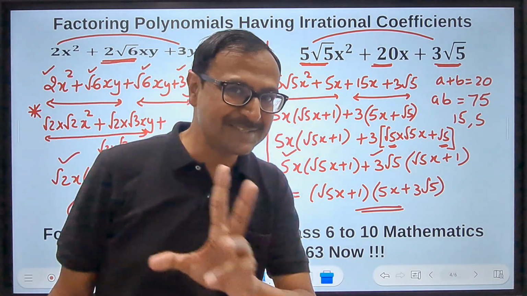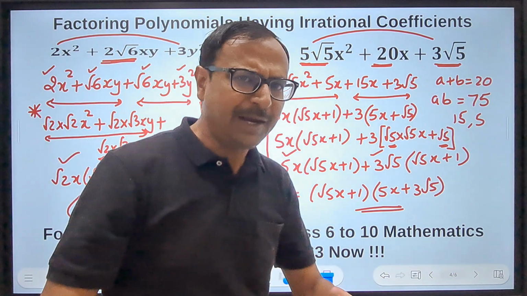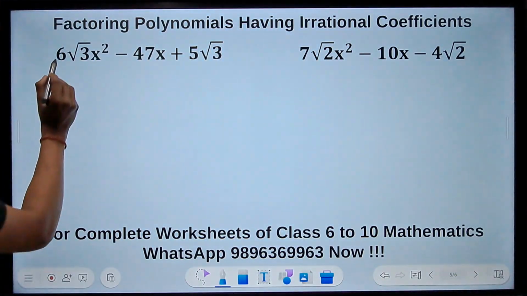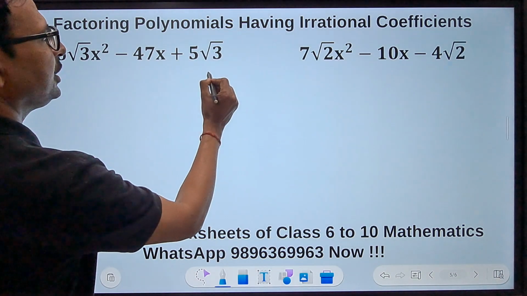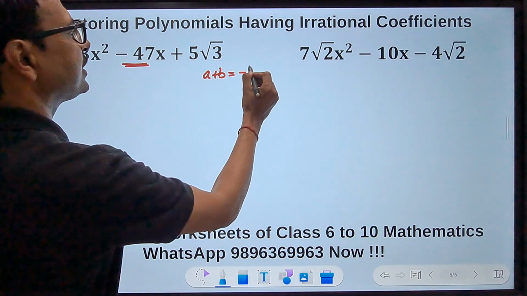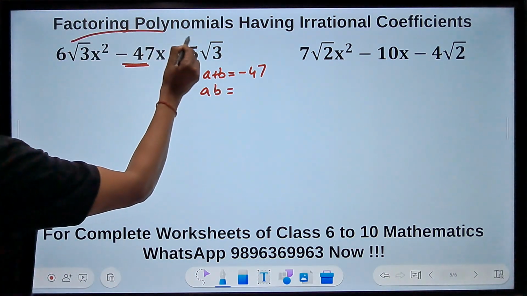So hidden factor is really important. Okay, so you can check this later and I'll show you some more questions. See, 6 root 3 and 5 root 3. So I need two numbers a and b whose sum is the middle number, that is minus 47, and whose product is the product of 6 root 3 and 5 root 3.